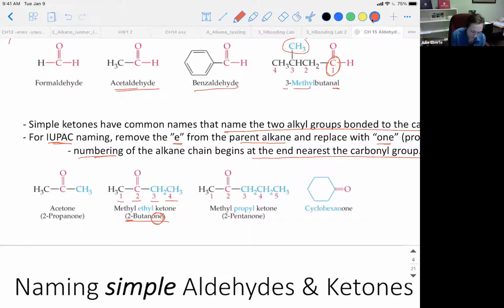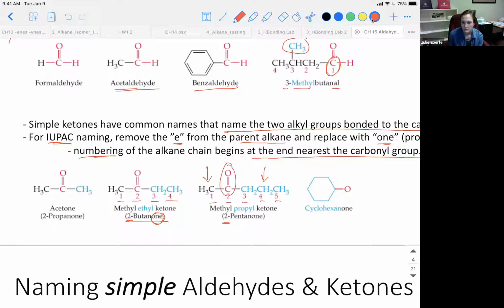Next one over, we've got 1, 2, 3, 4, 5 carbons. The common name: this side is a methyl group, this side is a propyl group, so you could say methyl propyl ketone. The systematic naming, though, is you name the longest chain. There are 5 carbons in the chain, so instead of pentane, we say pentanone. Then we put a 2 on the front to indicate my carbonyl group sits on carbon 2. Okay, 2-pentanone. We had 2-butanone, 2-pentanone.